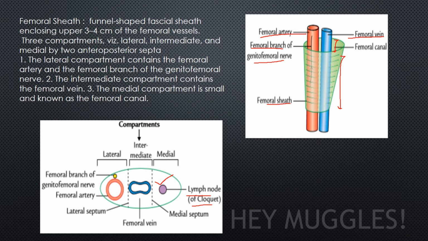Coming to the compartments of the femoral sheath, we have lateral compartment, then we have a lateral septum, then we have intermediate compartment, and then we have medial septum, and then we have the femoral canal which contains your lymph node of Cloquet. So the lateral compartment consists of femoral artery and femoral branch of your genitofemoral nerve. The intermediate compartment consists of your femoral vein, and the medial compartment consists of your lymph node of Cloquet. That is also your femoral canal, and it is small. Okay. So I think this is all about the femoral sheath.